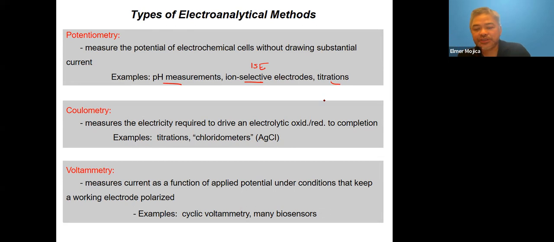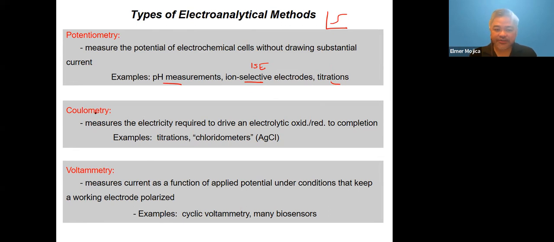I'm not sure if you use an acid-base titration na instead na yung indicator lang ang ginagamit, meron kayong pH meter. And then, i-add nyo yung base. So, ganyan yung parang results ninyo. So, that's a potentiometric titration.